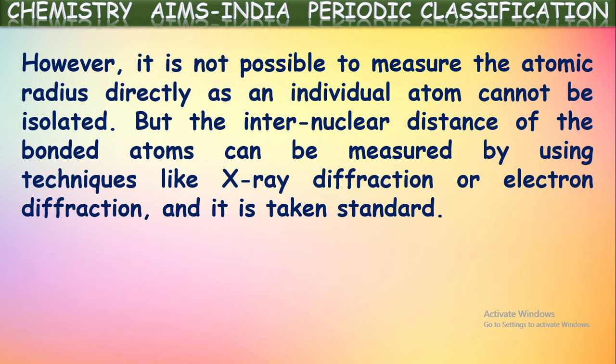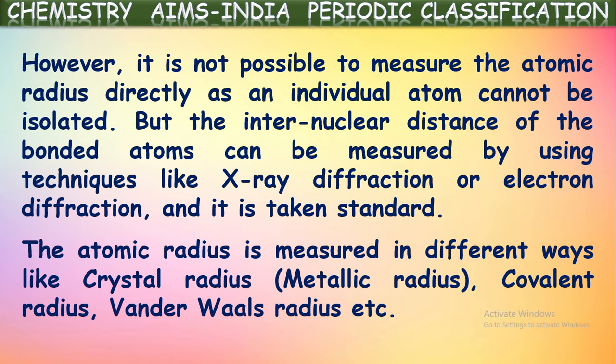So how is this internuclear distance calculated? It can be calculated using techniques like X-ray diffraction and electron diffraction. By these experiments, the internuclear distance can be calculated in bonded atoms or in molecules. From that, the atomic radius is derived.